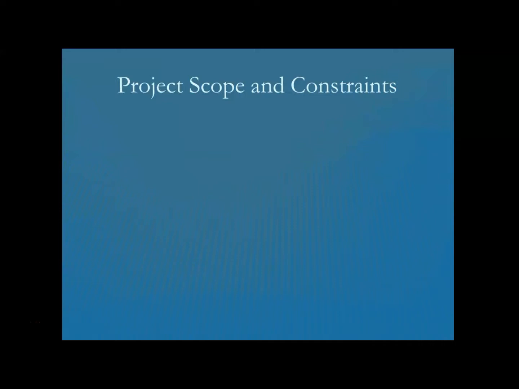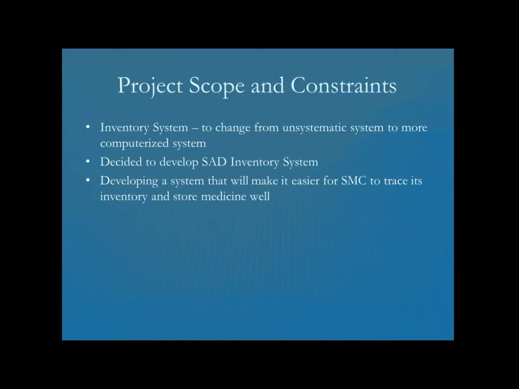Okay, the project scope and constraints. In this project scope, we focus on the inventory system because we wanted to change from an unsystematic system to a more computerized system. So, in order to help SMC solve their problem, we decided to develop the SAD inventory system. We are trying to develop a system that will make it easier for SMC to trace its inventory and also store their medicine well.